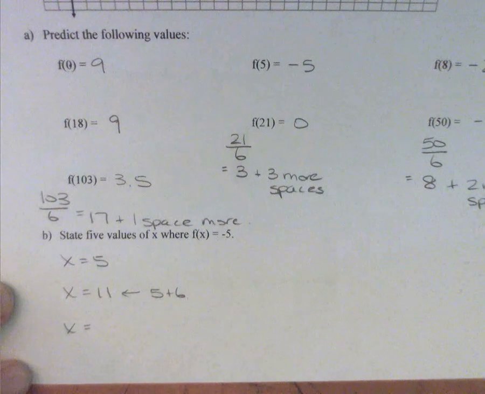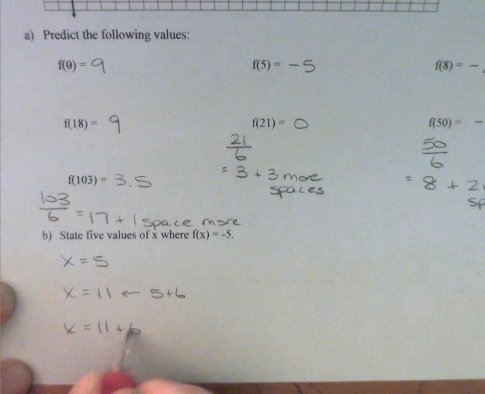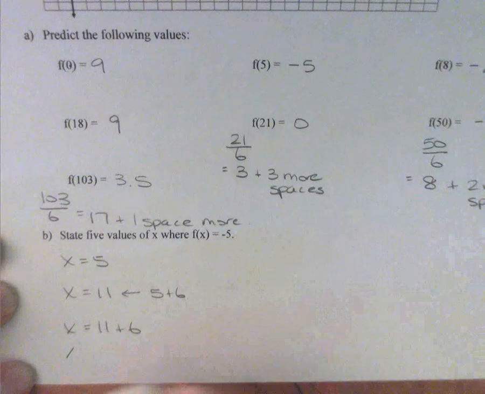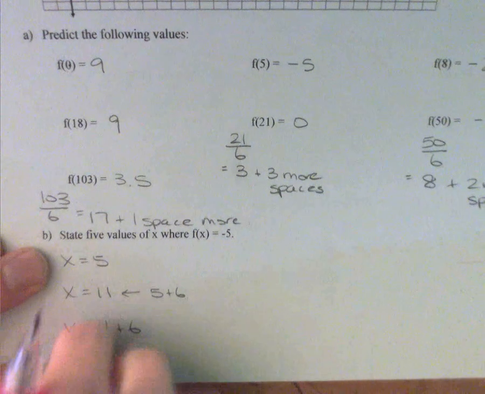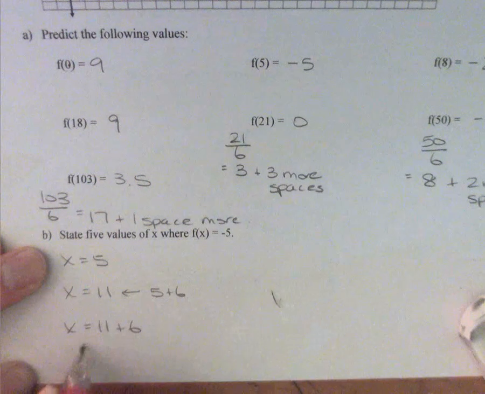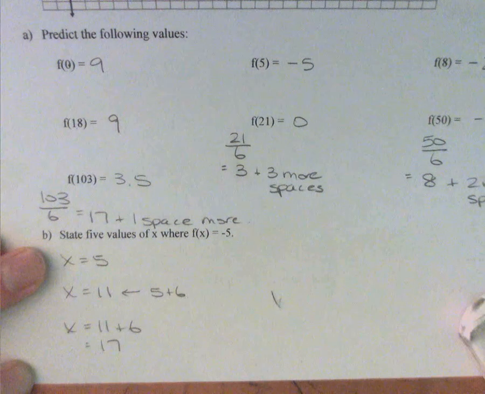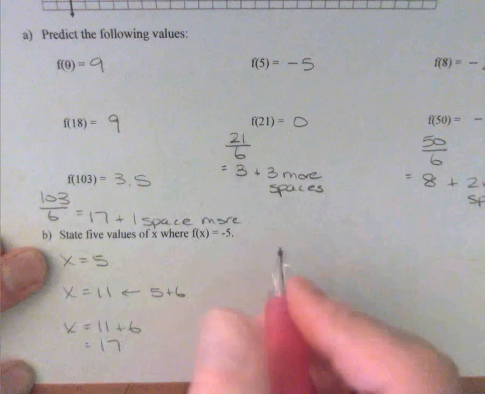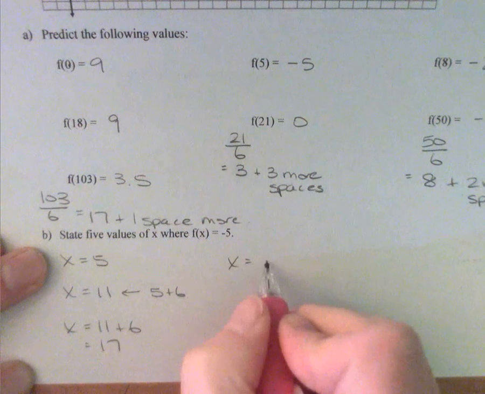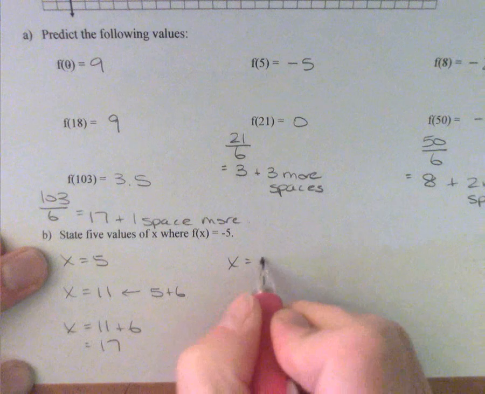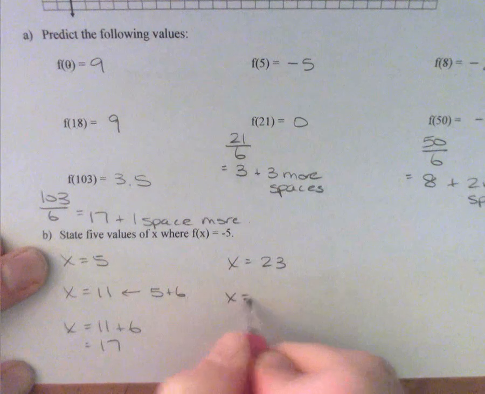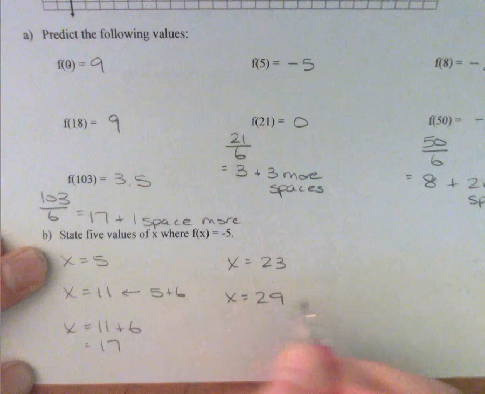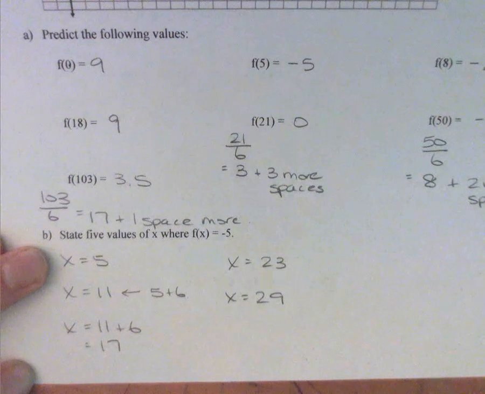So to get the next one, I'm going to do 11 plus 6, which will give me 17. How do I get the next one? Well, I'm going to do 17 plus 6, which will be 23. 23 plus 6 will be 29. So there are 5 values when y is equal to -5.